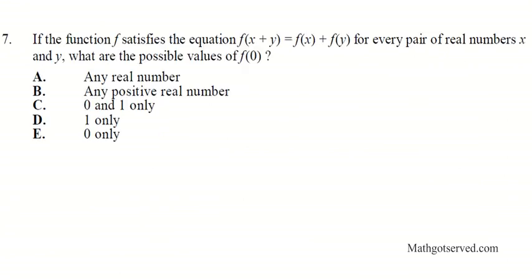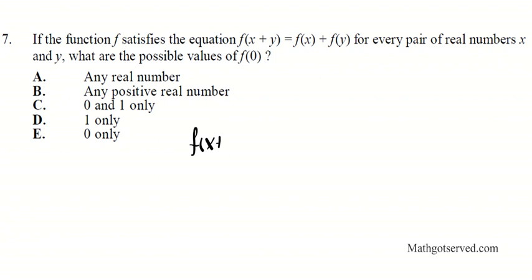Option 7. It says if a function satisfies f of x plus y equals f of x plus f of y for every pair of real numbers x and y, what are the possible values of f of 0? So, let's see. If we have f of 0, what does that tell us? Well, it tells us a couple of things.